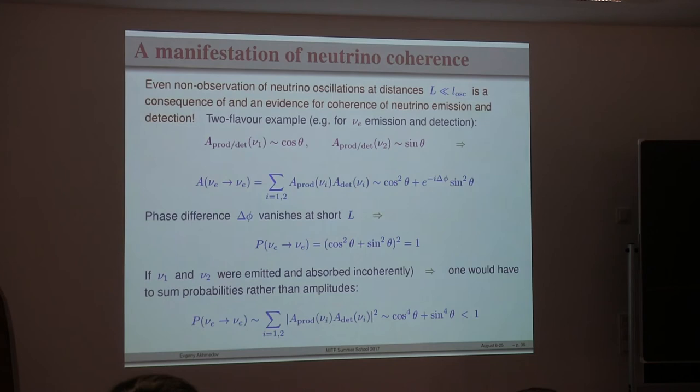Okay, one little aside. Yes, please. You said that this coherence is violated for astrophysical sources like the sun, but you still do oscillation measurements from the sun.